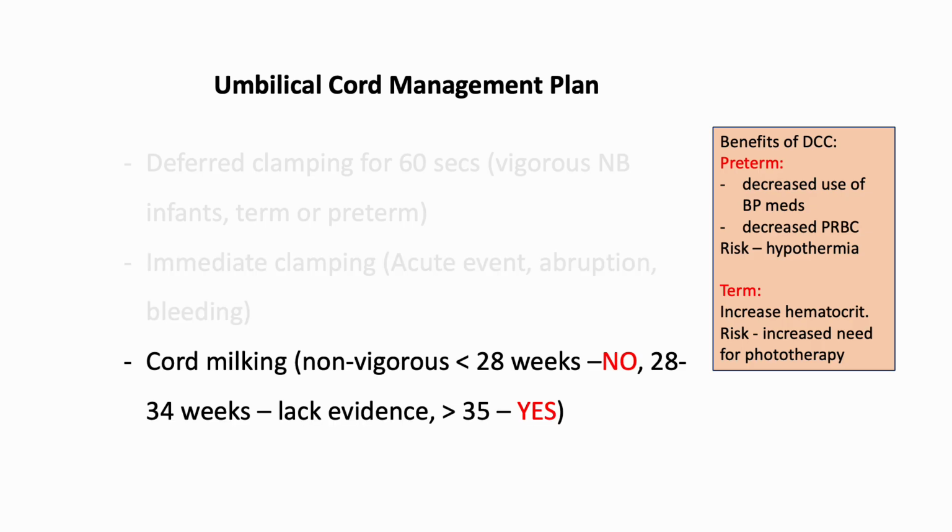What about cord milking? Again, if the baby is not vigorous, you again want to give the benefit of that placental blood to the baby. So you milk the cord from the placenta towards the baby. If the baby is less than 28 weeks, of course, it's not recommended. Between 28 and 34 weeks, it lacks evidence.